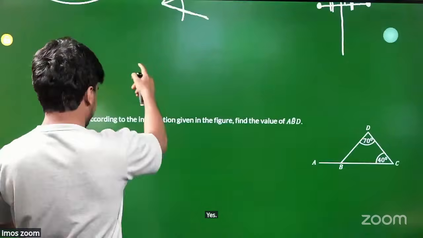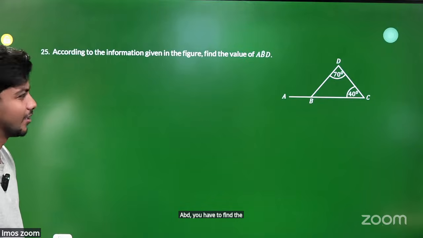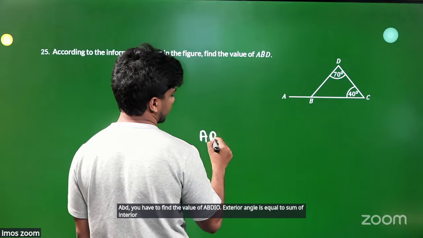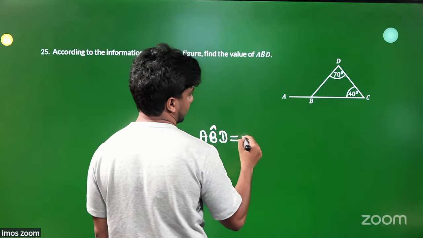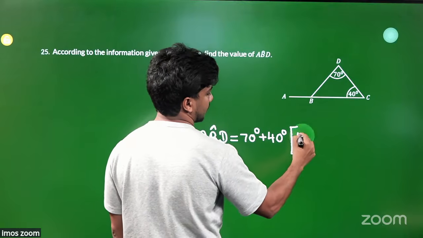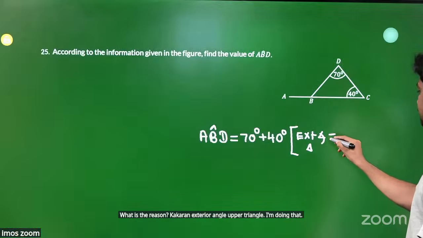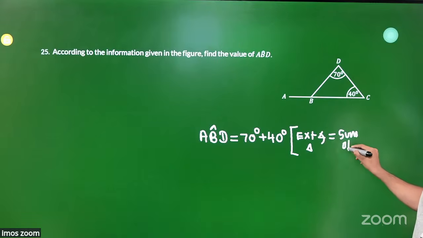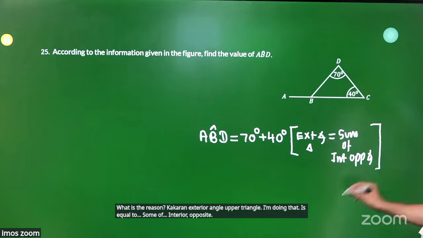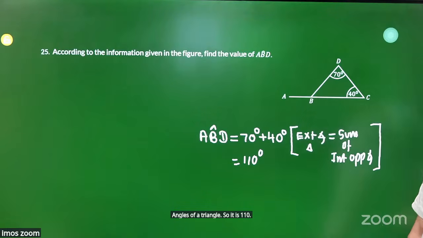Okay. Let's go to the 25th question. ABD, you have to find the value of ABD. Exterior angle is equal to the sum of interior opposite angles. ABD is equal to 70 plus 40. Just give the reason. What is the reason? Exterior angle of a triangle is equal to the sum of interior opposite angles of a triangle. So it is 110. Right.